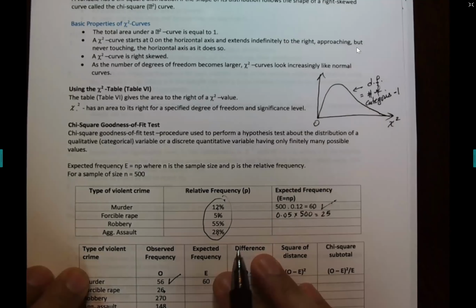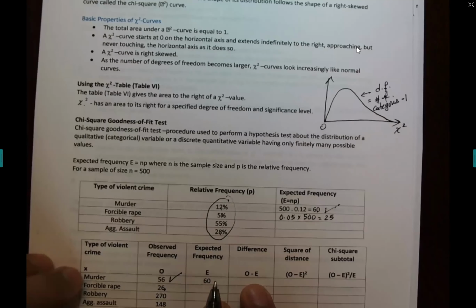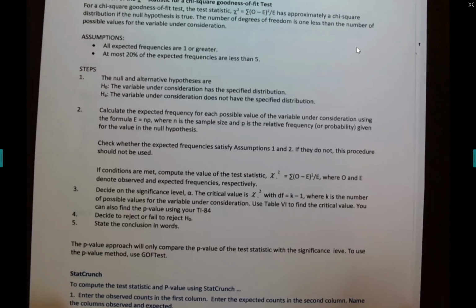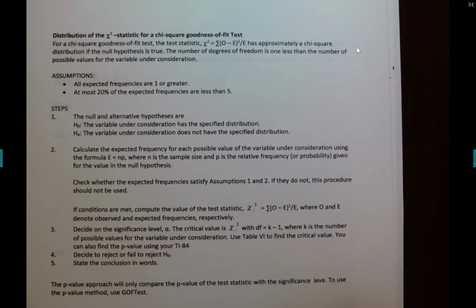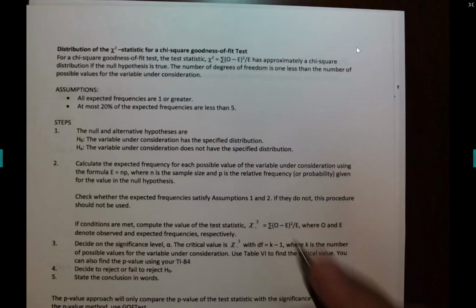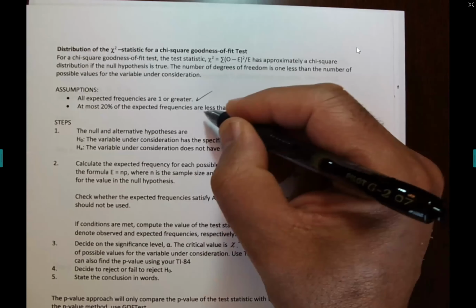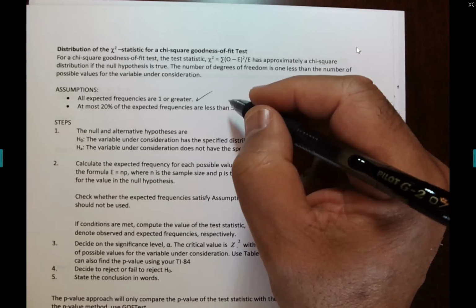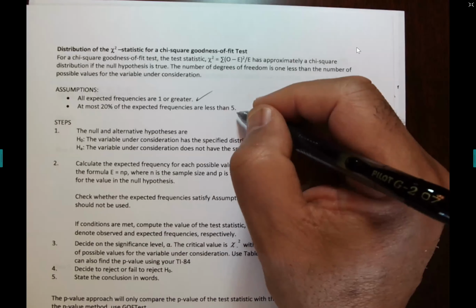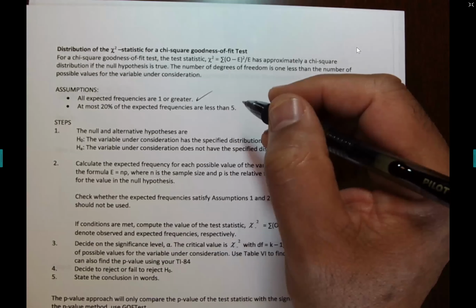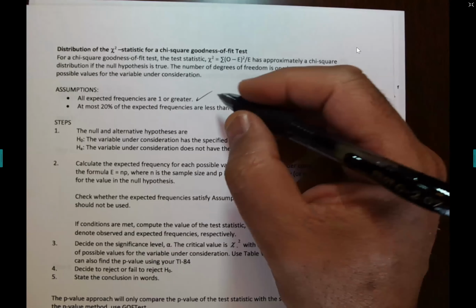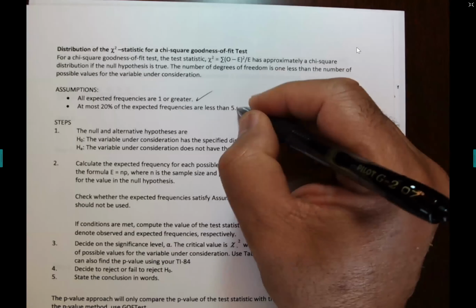Let's go there, page 2. In order to do a goodness of fit test, you have to make 2 assumptions. Our expected values must be greater than 1. And at most 20% of the expected values can be less than 5, and the rest of them have to be more than 5. Well, guys, if he asks you to perform a goodness of fit test, you don't have to worry about the assumption, because the assumptions are gonna work.